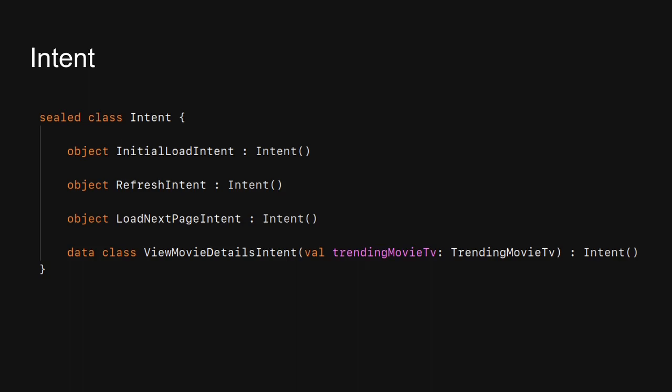You can load more data rather than loading data at once. And then we have a view movie details intent. That is just an intent I have passed, so that whenever a user clicks on a particular movie, its movie details are displayed.